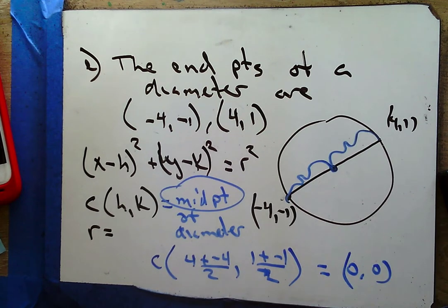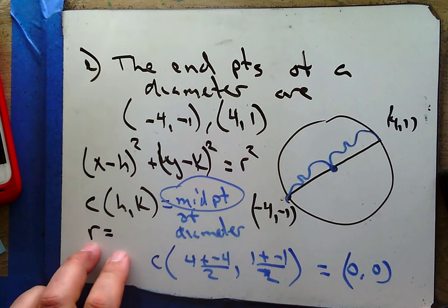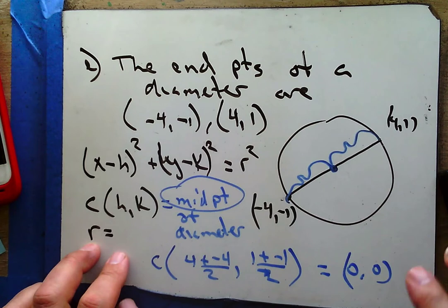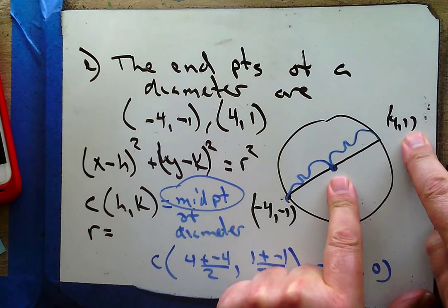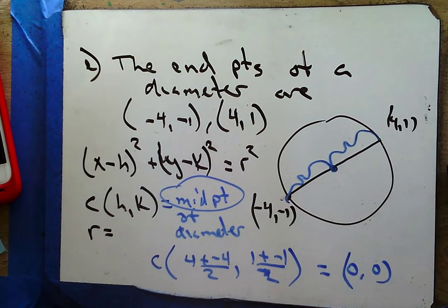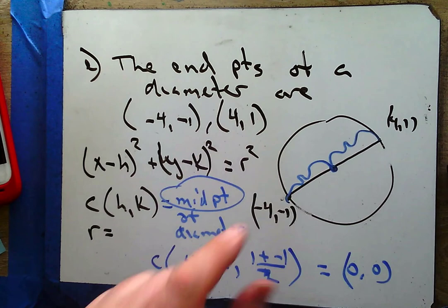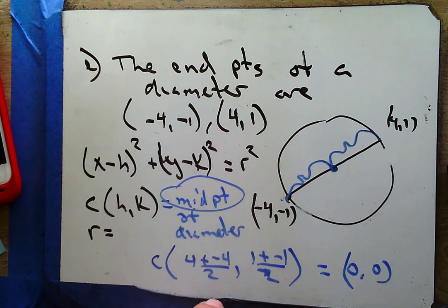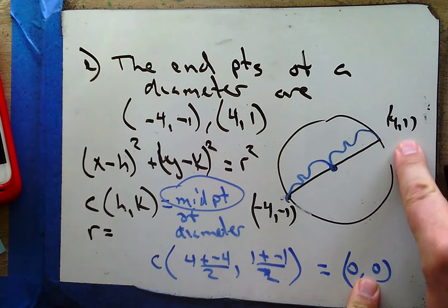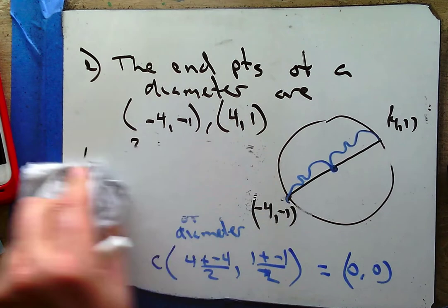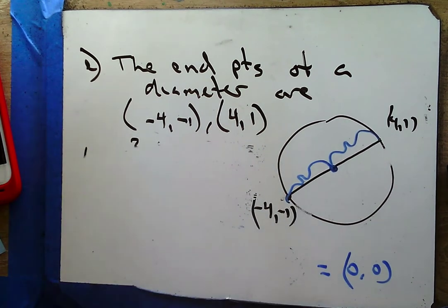Okay, so now I have a center point, and I've got two ways of finding the radius. I recommend using the center point and one of the points on the circle. The reason I recommend that is because when students find the length of the diameter and divide it by 2, wow, they make lots of mistakes doing that. So I wouldn't recommend that approach. I would recommend using the center and one of the points that was given to find the radius.